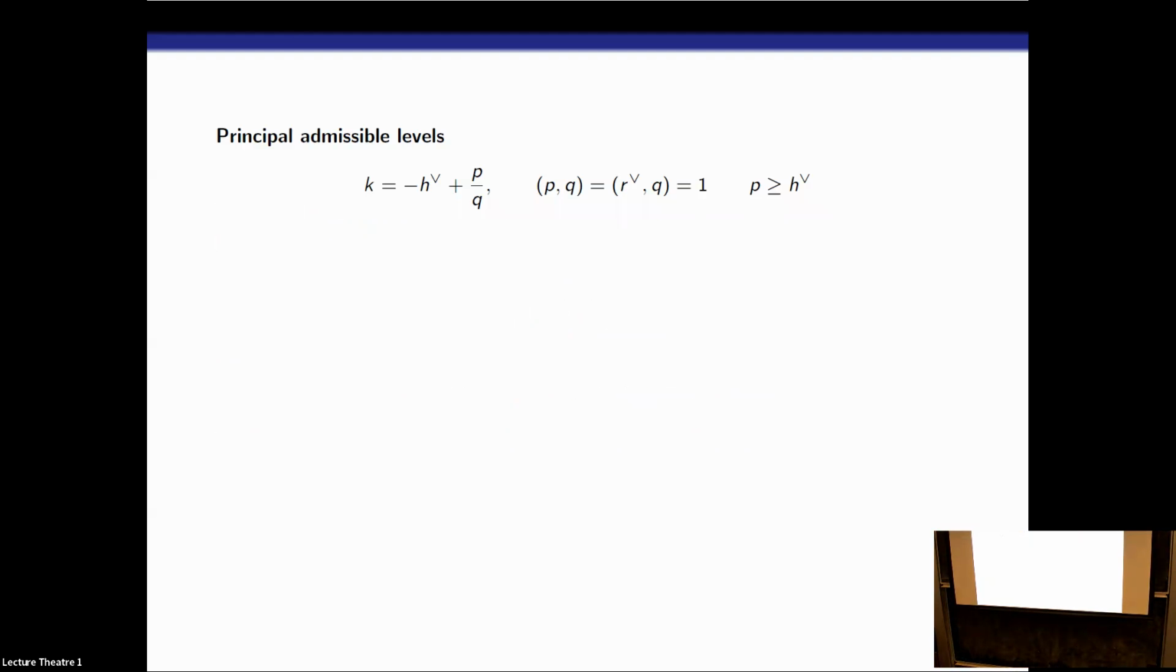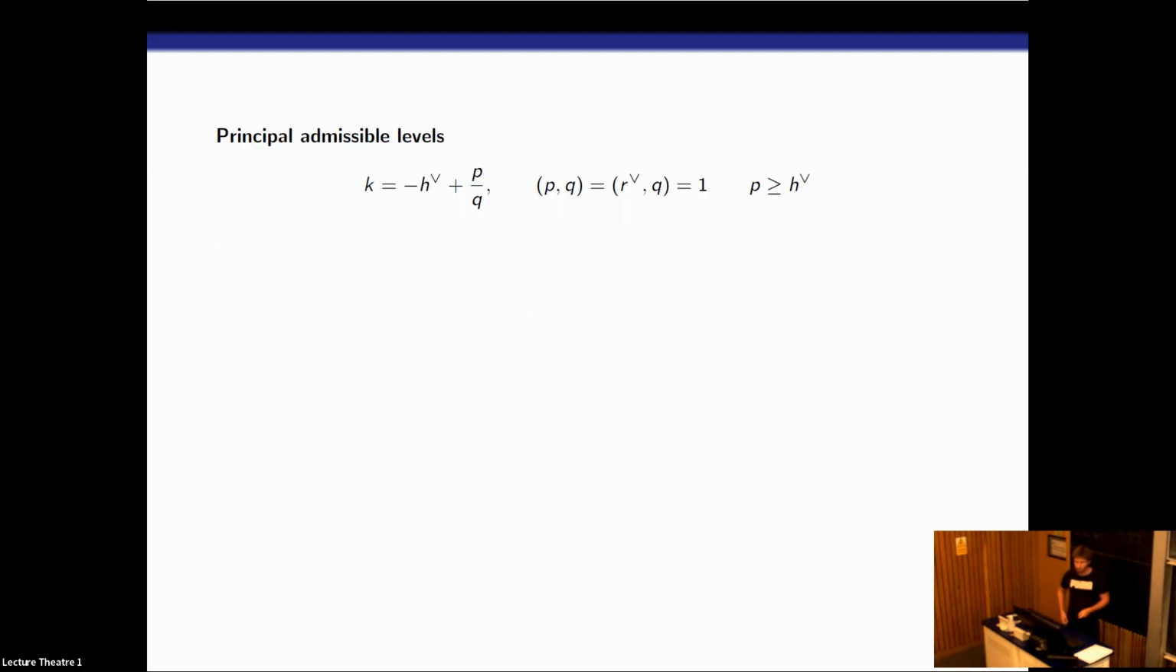Okay, so beyond positive integer levels, we have principal, co-principal, admissible levels. So these are certain rational levels of the following form. We write k as minus the dual Coxeter number plus some rational number p over q. p and q are coprime. The denominator should also be coprime to the lacing number, and p bigger than or equal to the dual Coxeter number h^∨. These are called principal admissible.